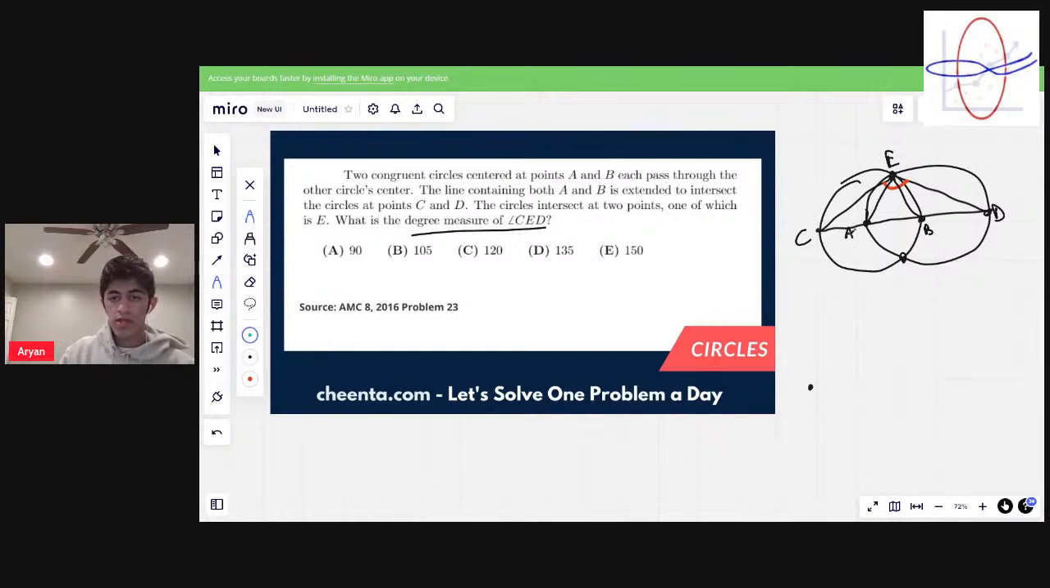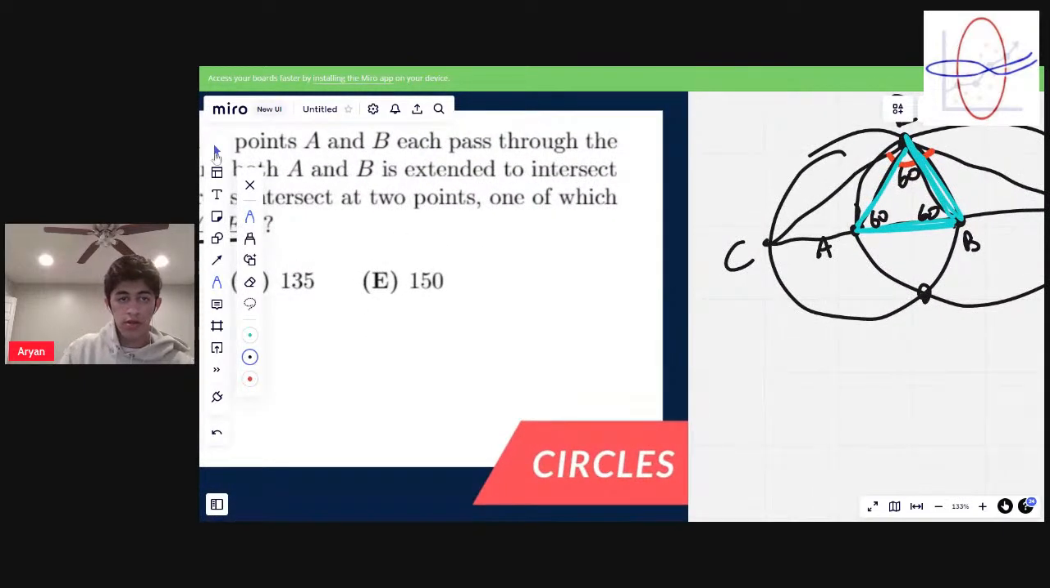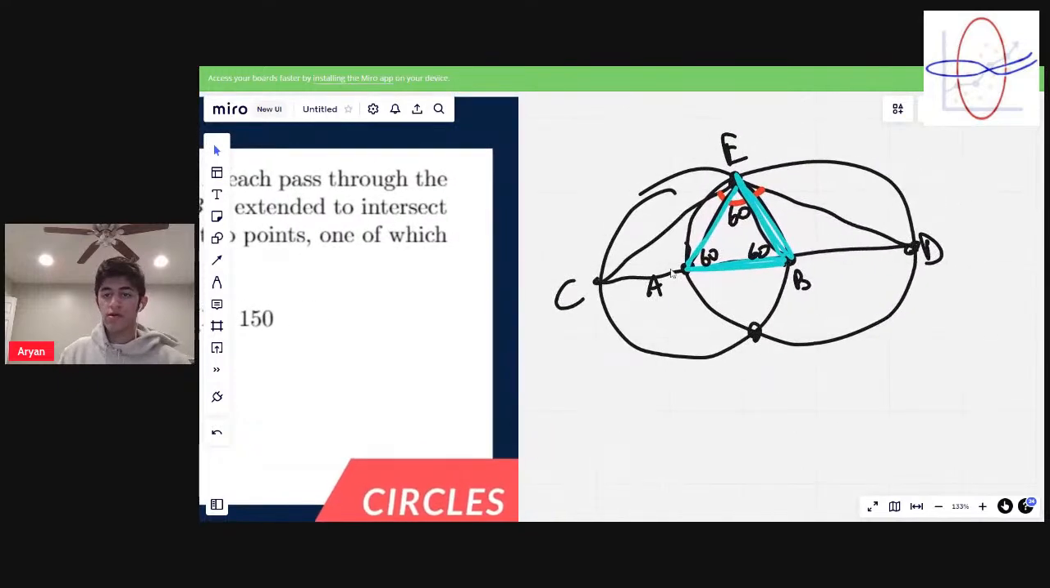So let's say the radius AE, let's draw this in blue, that's going to equal AB because AB is also a radius. And then that equals BE because BE is also a radius. So that means that triangle AEB, because they're all radii of congruent circles, is an equilateral triangle. So we have this is 60, this is 60, and this is 60. Okay, so we figured out one part of angle CED.